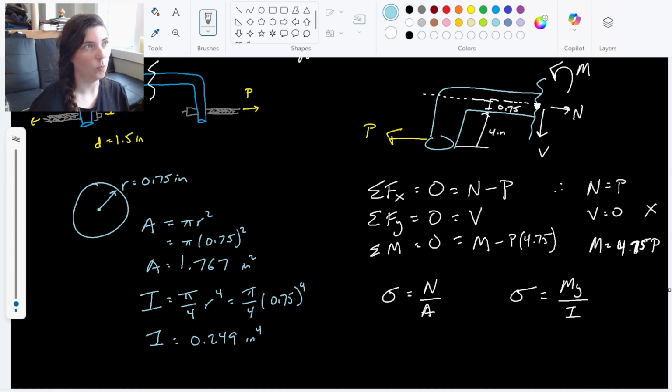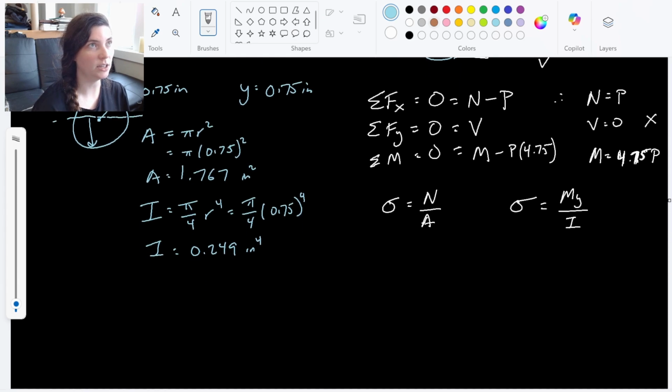And then that y value, the distance from the centroidal axis to the edge, right? The furthest distance, is 0.75 inches. So in this case, we've got our y, and we've got all of our geometric properties that we need to solve these two stresses. So we can go ahead and plug each of those in. That's going to be our second to last step here.